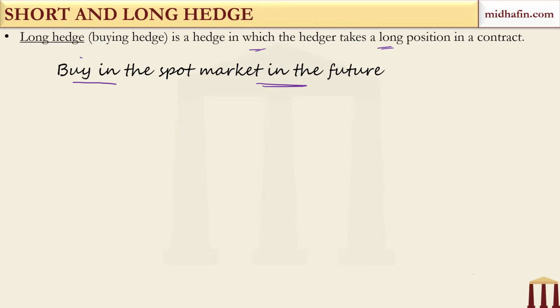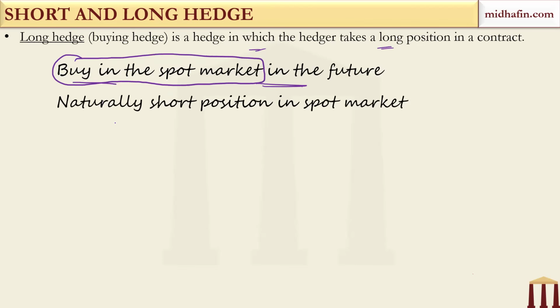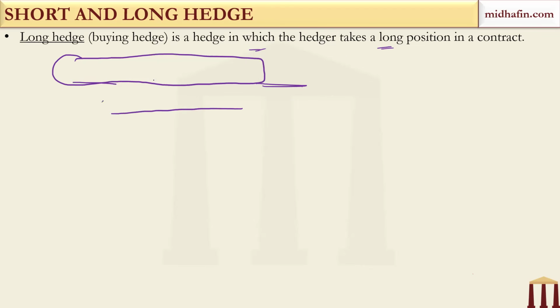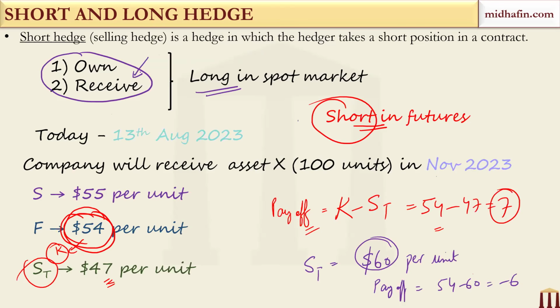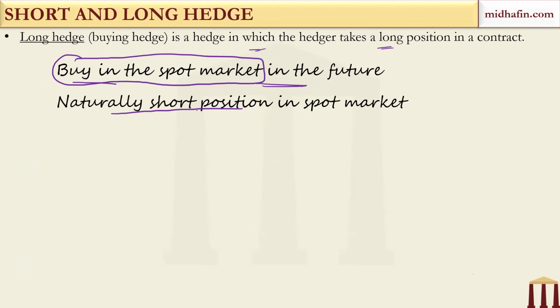So this is something which you have to be very, very careful about. Buying in the spot market in the future means you are in a naturally short position in the spot market. Whereas if you are owning something, or if you are about to receive something, maybe a currency or maybe a crop, whatever, you are in a long position. So in this case, you are going to go long in futures.